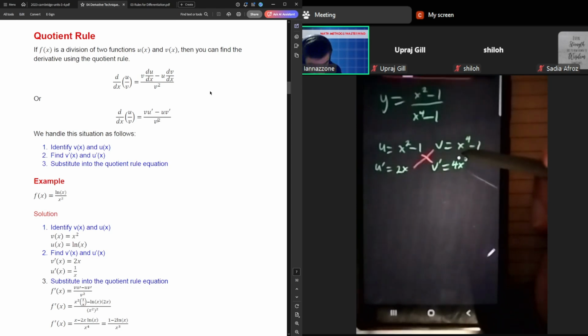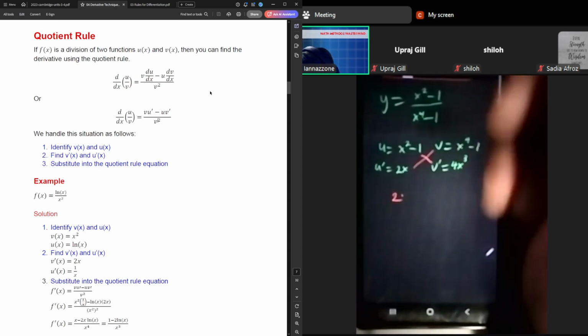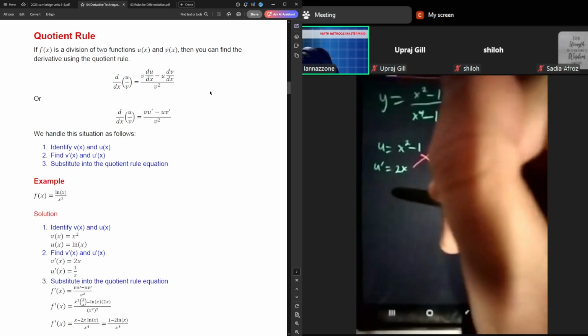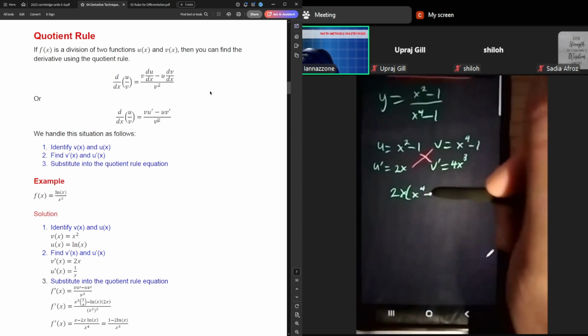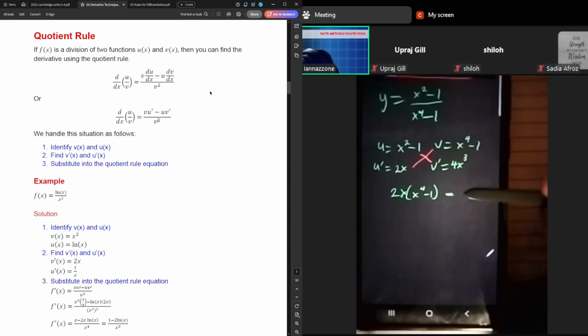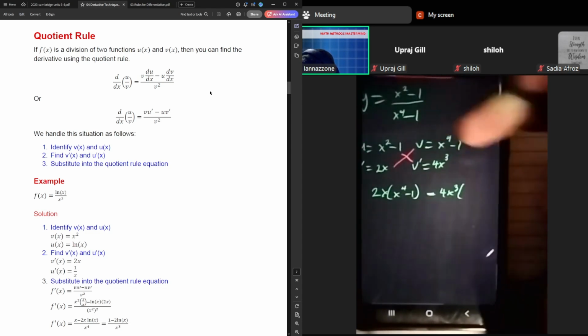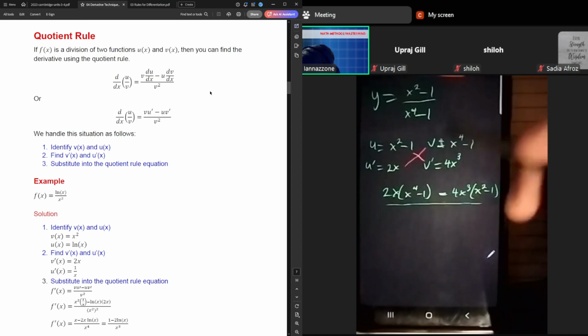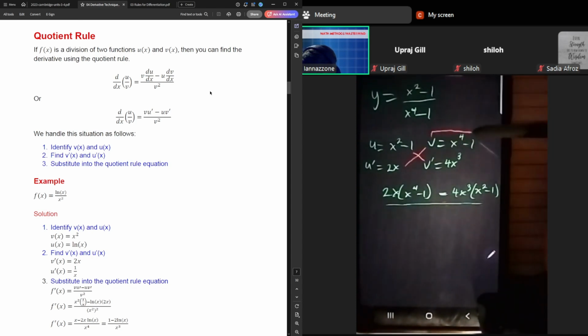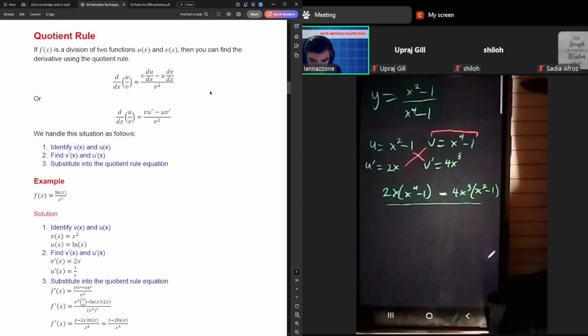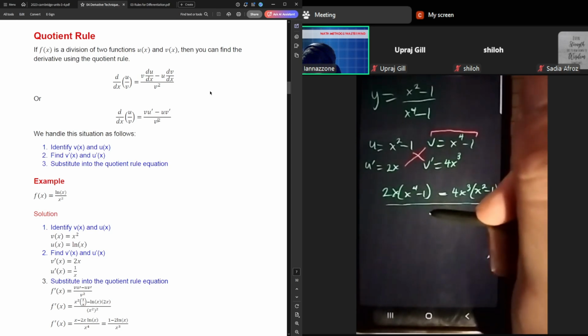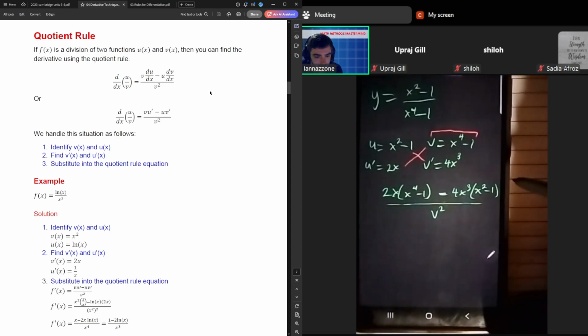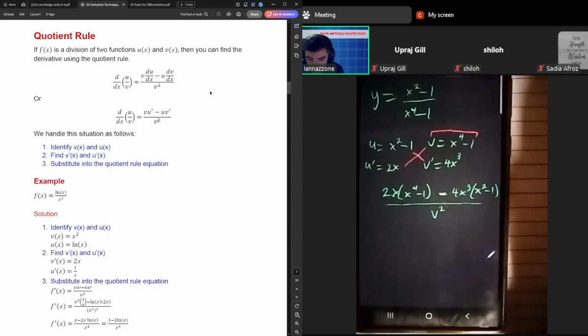So we've got our vu dash, that's going to be 2x out the front of x to the power 4 minus 1, and then minus 4x cubed out the front of x squared minus 1. And that's all divided by v squared. Now, it's worth highlighting this v, there's no way that it's going to help us with factorization or simplifying things down anymore. So what I like to do to reduce the amount of effort of rewriting this over and over again, I will just leave it as v squared on the bottom and then only put it back in at the end.